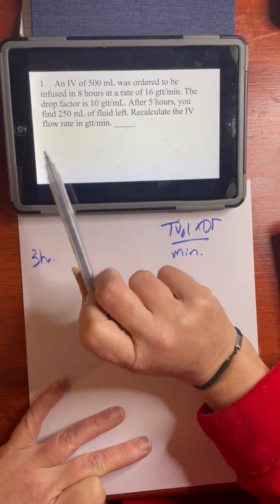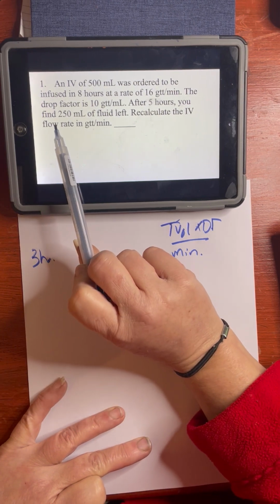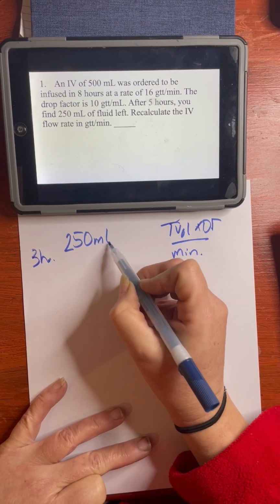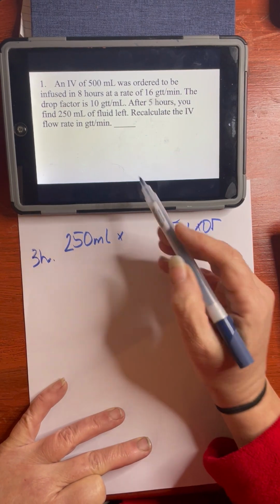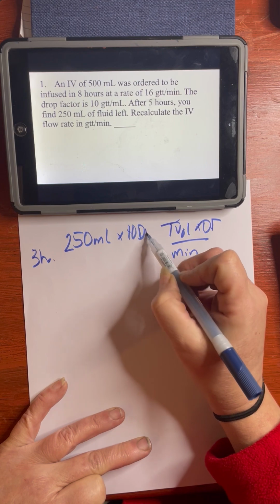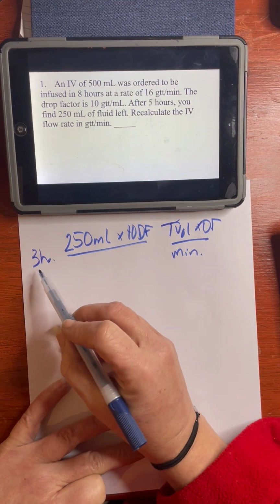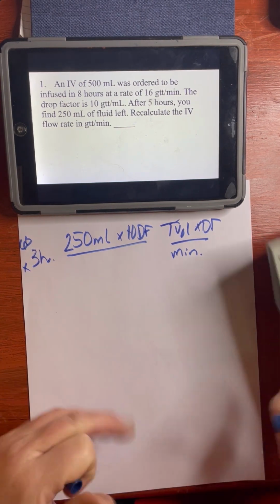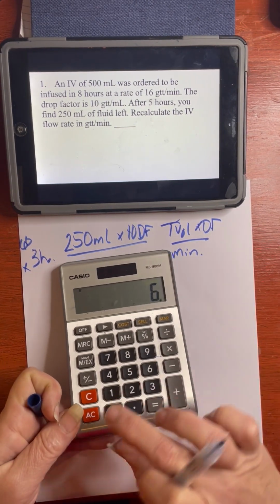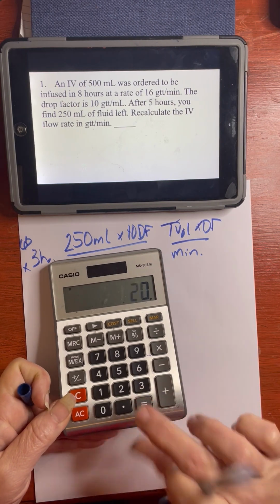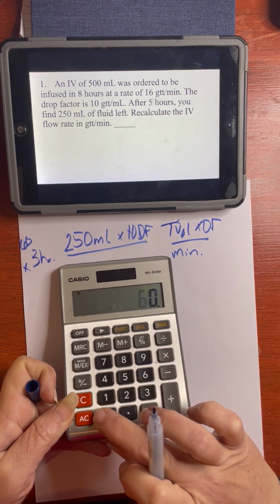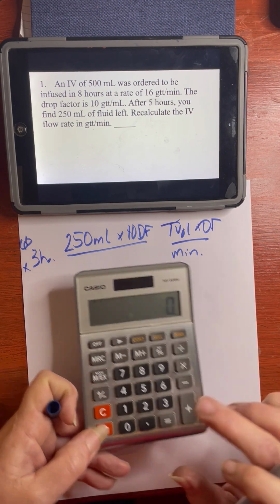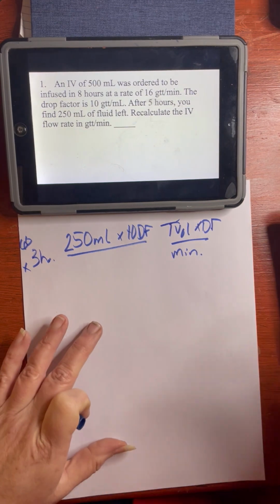So what is the total volume we have to deal with? There's 250 milliliters left. 250 mLs times the drop factor of 10. And then it's got to go over 3 hours. So 3 times 60, if you don't know, trust your calculator, not your brain. It's going to be 180 minutes.